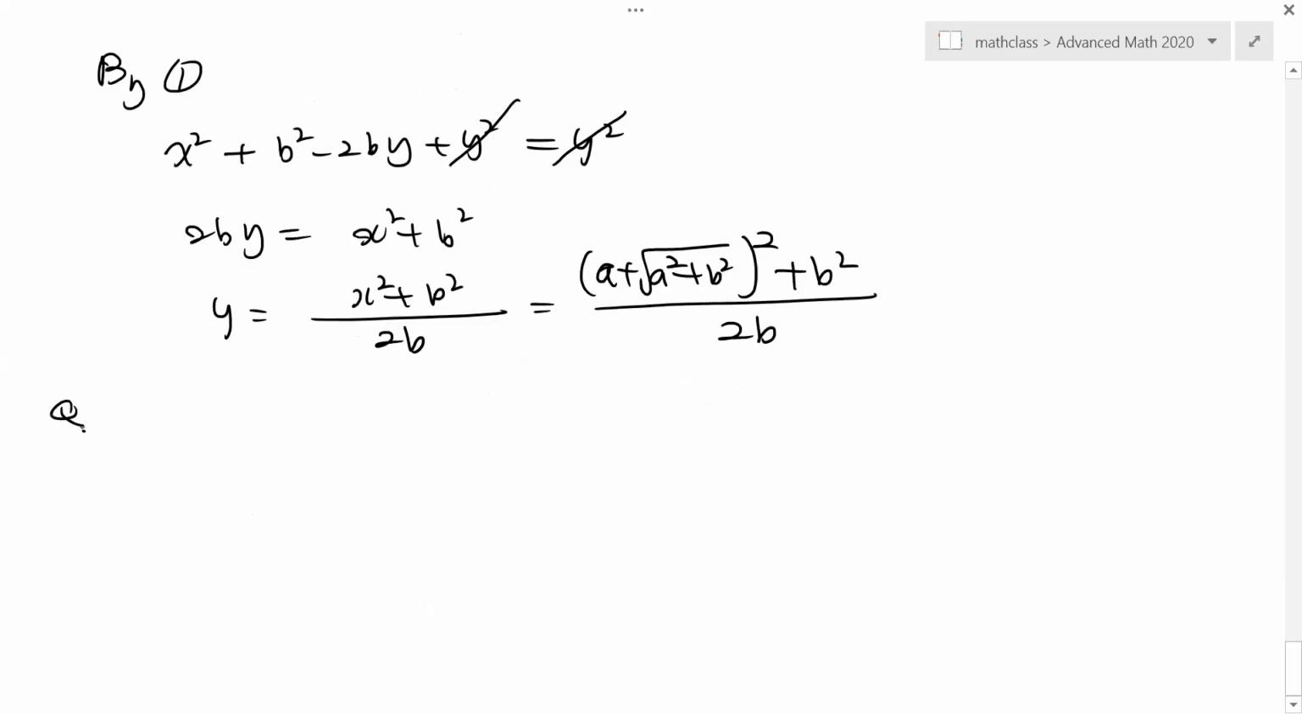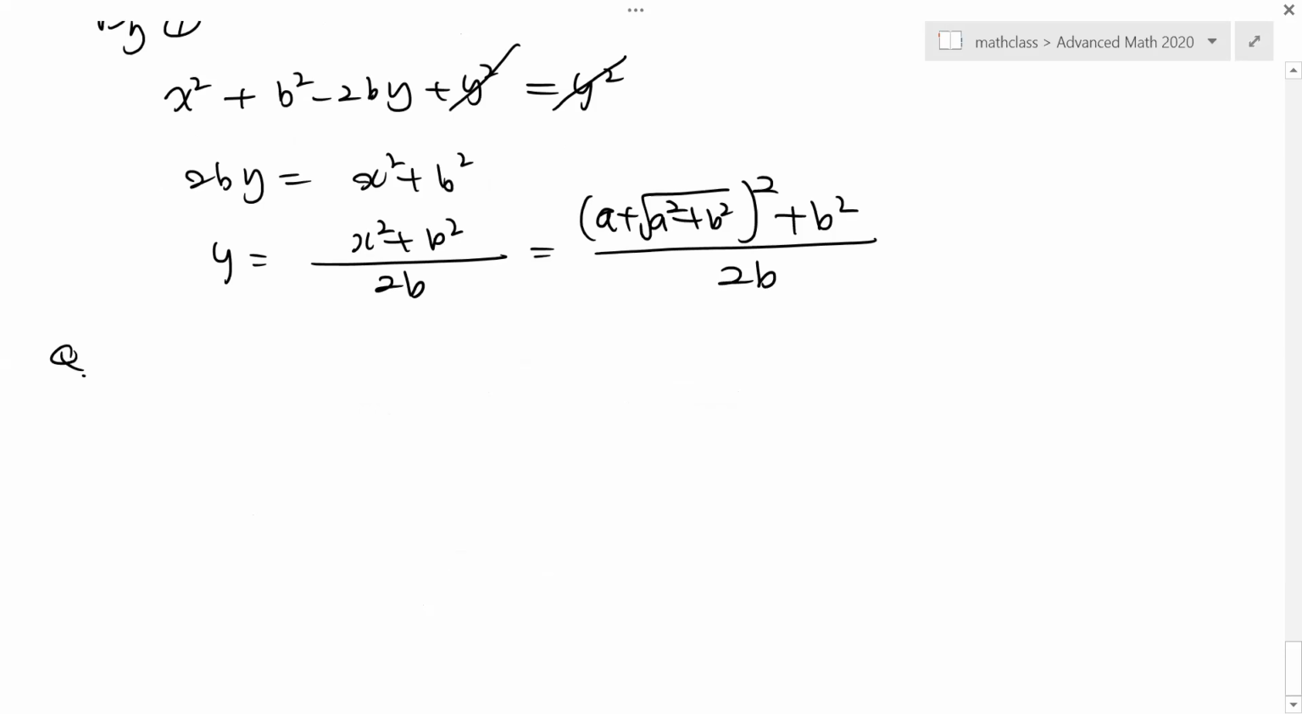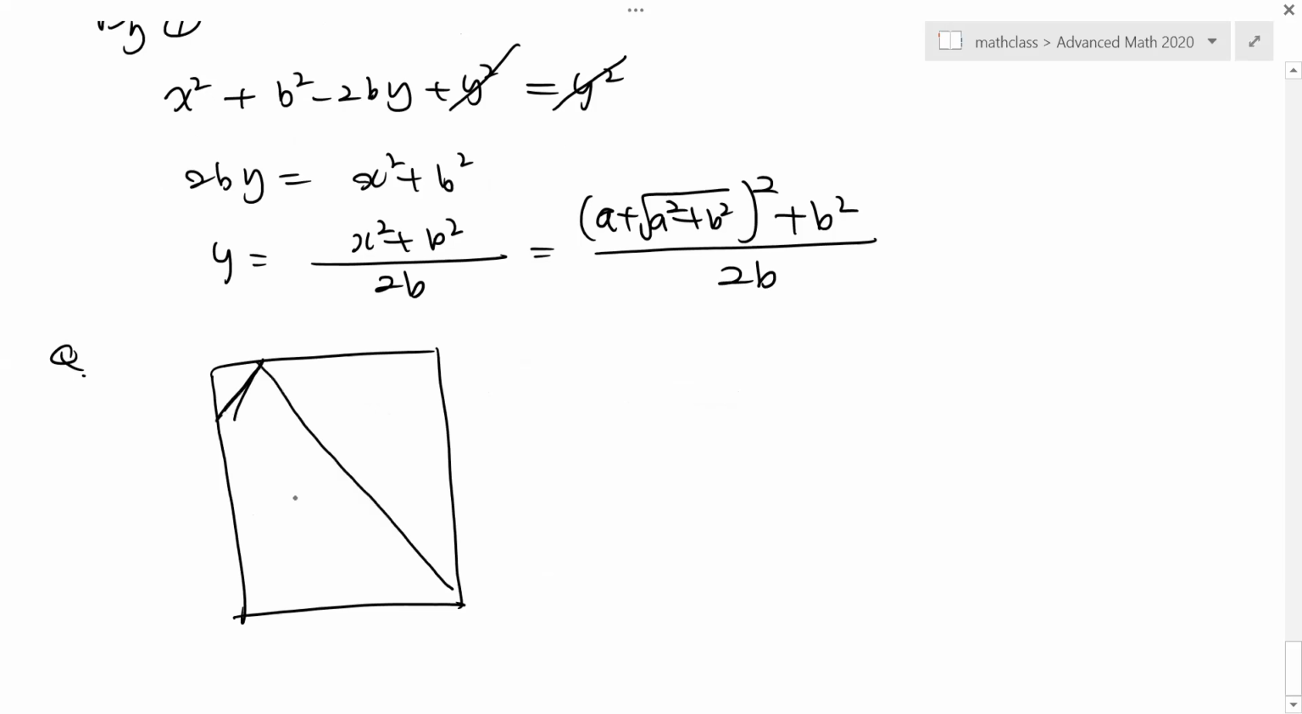Okay, let's do one more problem. I hope this time I'm not going to forward the paper. I draw the line here. Okay, I get the right triangle. This is a, that's b. And this is a square. We just assume it's a square, so it's already fixed. So I want to find the area of the square.